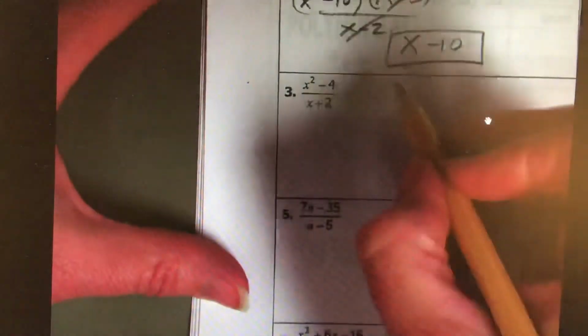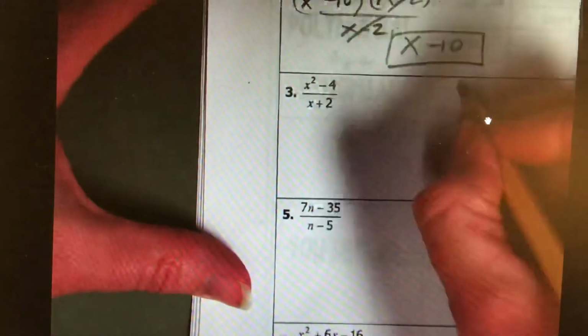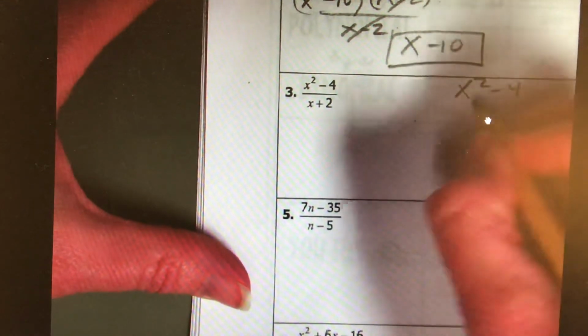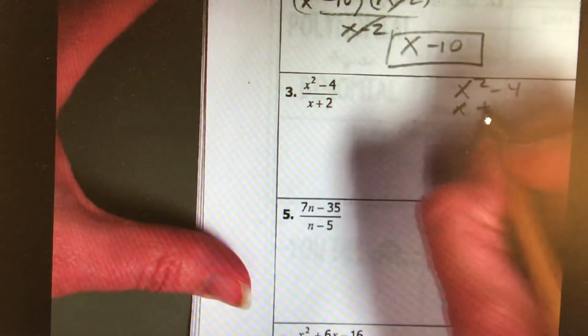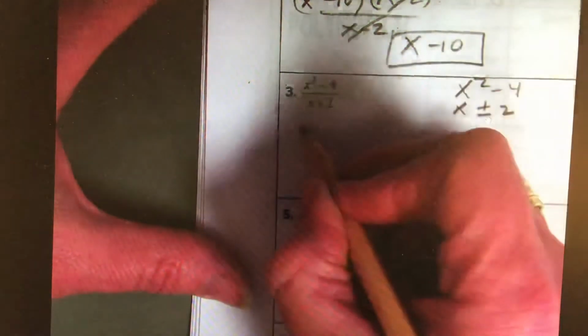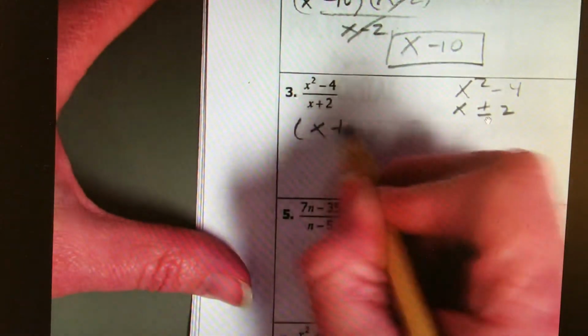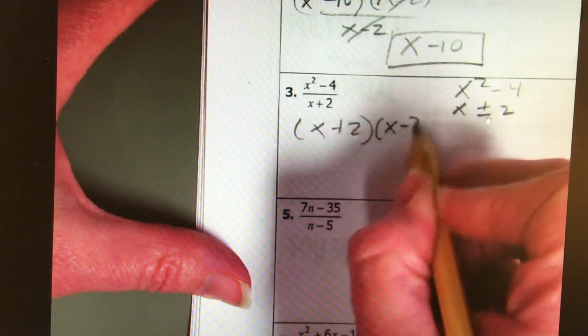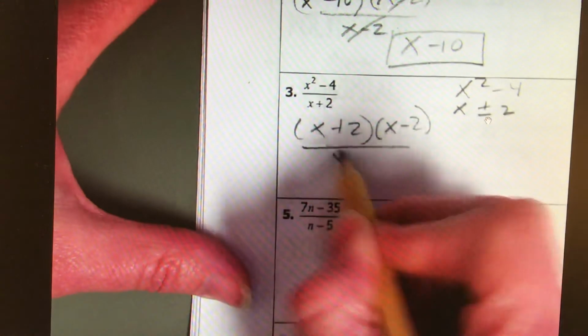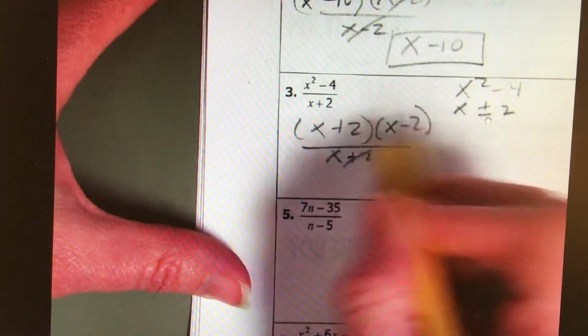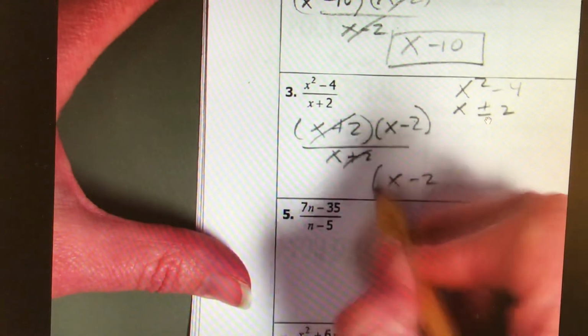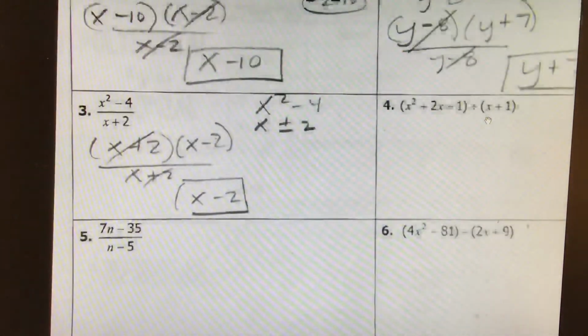Difference of squares, I can already tell, so if I just do my work over here, I'm going to write my square roots underneath, plus or minus 2. So I'm going to have x plus 2 times x minus 2, all over x plus 2, cancel, cancel. X minus 2 is the answer.